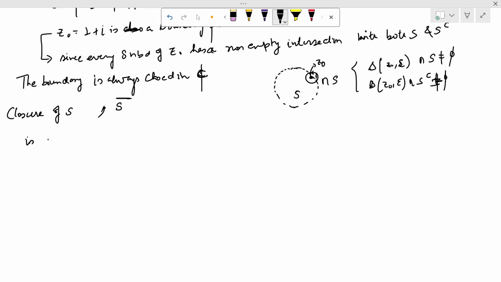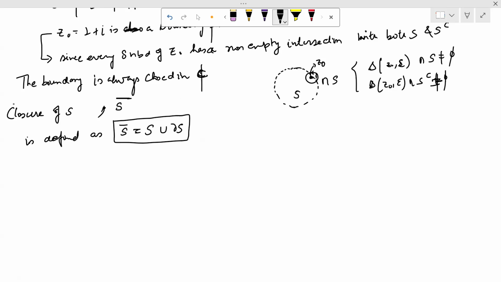And this is defined as what? Is defined as S closure. It contains S union the boundary points. Is that fine? So closure of set S, which is defined as S bar, is nothing but S union the boundary points. Boundary is always closed, that is, boundary points are the limit points. In that sense, I'm writing that boundary is always closed in C.